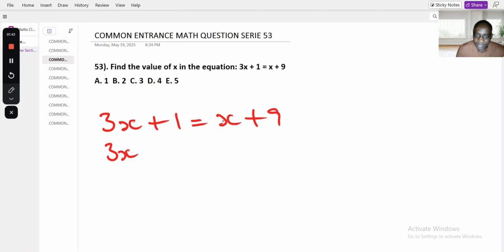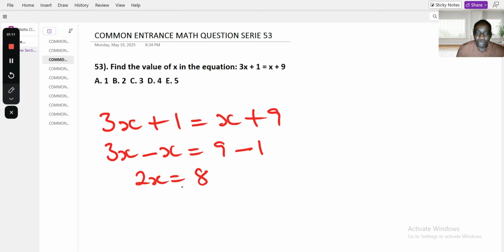This x will jump equal to, when it jumps across the equal sign, it will change the sign to minus. Plus 9 is already here before. If I didn't write any plus here, it means that there is a plus there. If there is no sign behind it, this plus 1 will jump across the equal sign and change to minus. 3x minus 2x is going to, 3x minus x is going to give us 2x. 9 minus 1 is going to give us 8.